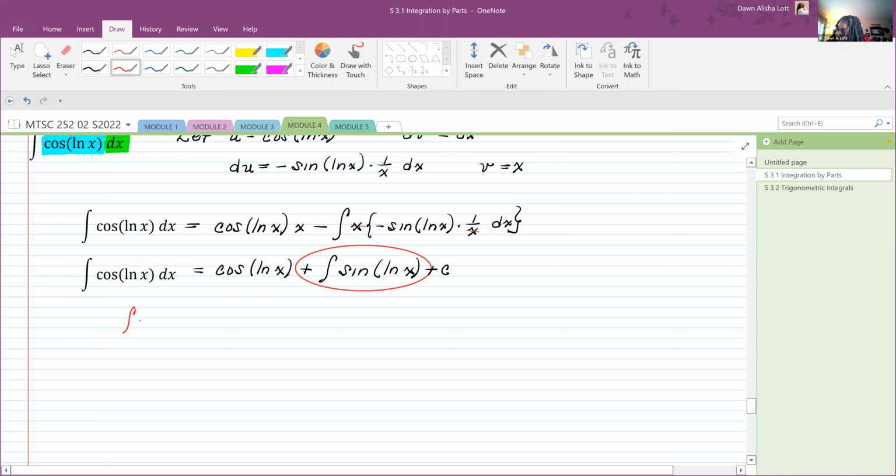So I do the integral of the sine of the natural log of x dx. Going to let u equal the sine of the log of x. And again, dv is equal to dx. Okay, so du, somebody give me the derivative again. It's going to be a little different. Negative cosine natural log x times 1 over x dx.